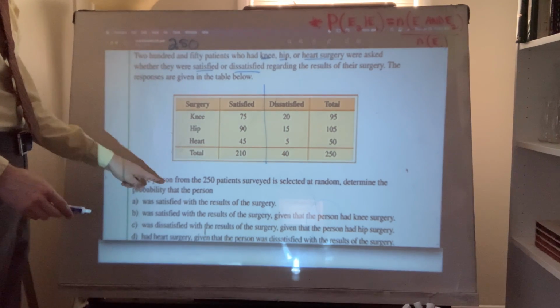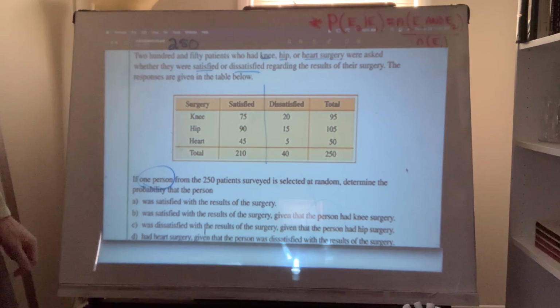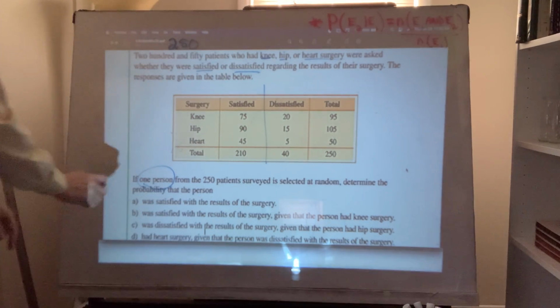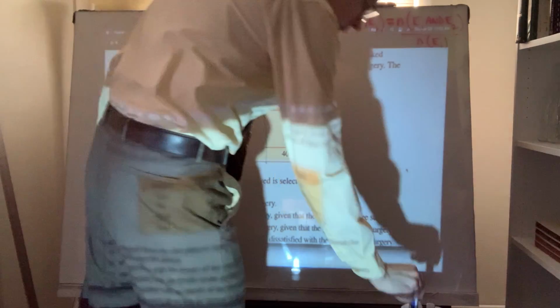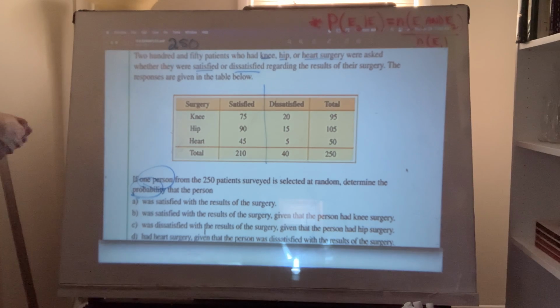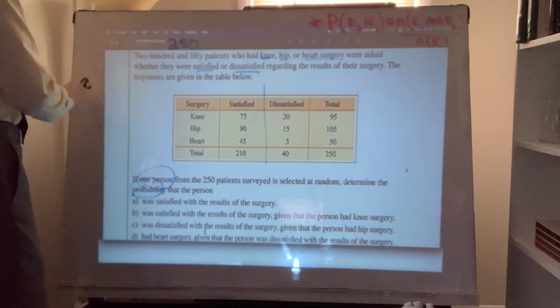If one person from the 250 surveyed is selected at random, determine the probability, in condition A, that they were satisfied with the results of their surgery. Since they're not being very specific, we could do a simple probability here, right?